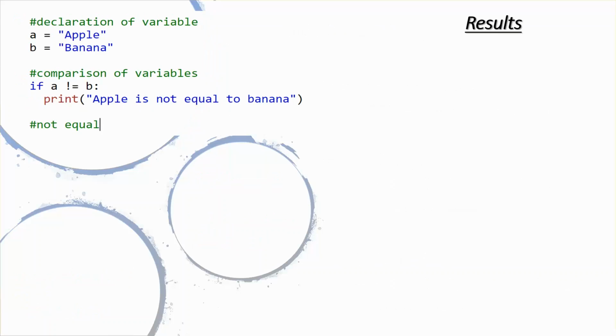Here's another example of conditions. First is a comparison of variables. Variable A equals apple and variable B equals banana. The statement goes, if A is not equal to B, then the result is apple is not equal to banana. Notice that this time, we use strings as variables.